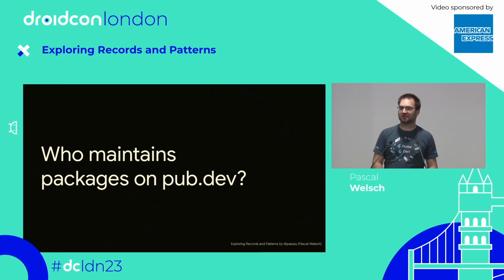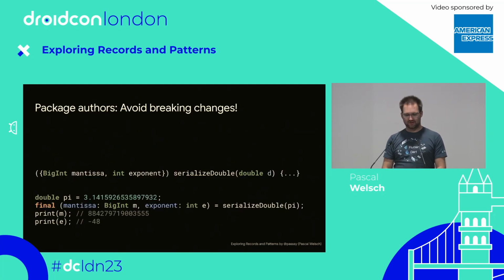So, quick question to the crowd. Who is maintaining a package on pub.dev? I see some hands. This is really important for you, because what about breaking changes? This is like a function serializing a double into a mantissa and exponent, and you might ship this inside of your library. That's okay, but you are not allowed to change anything of that record, because it's now part of your public API. And if you change anything, it will be a breaking change.